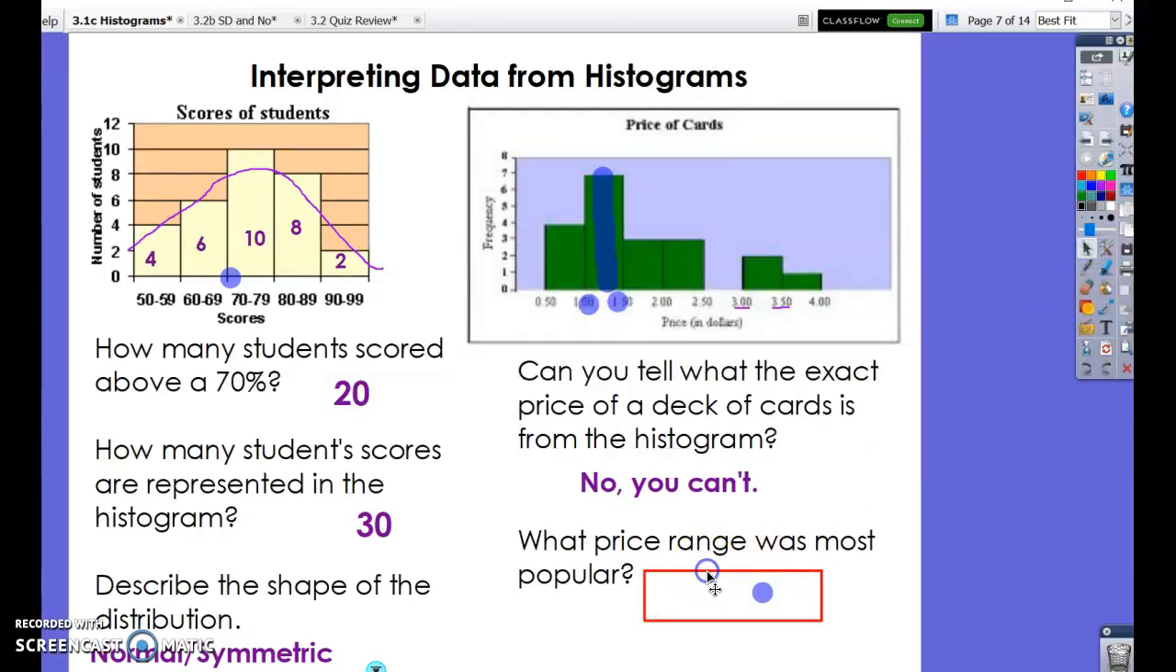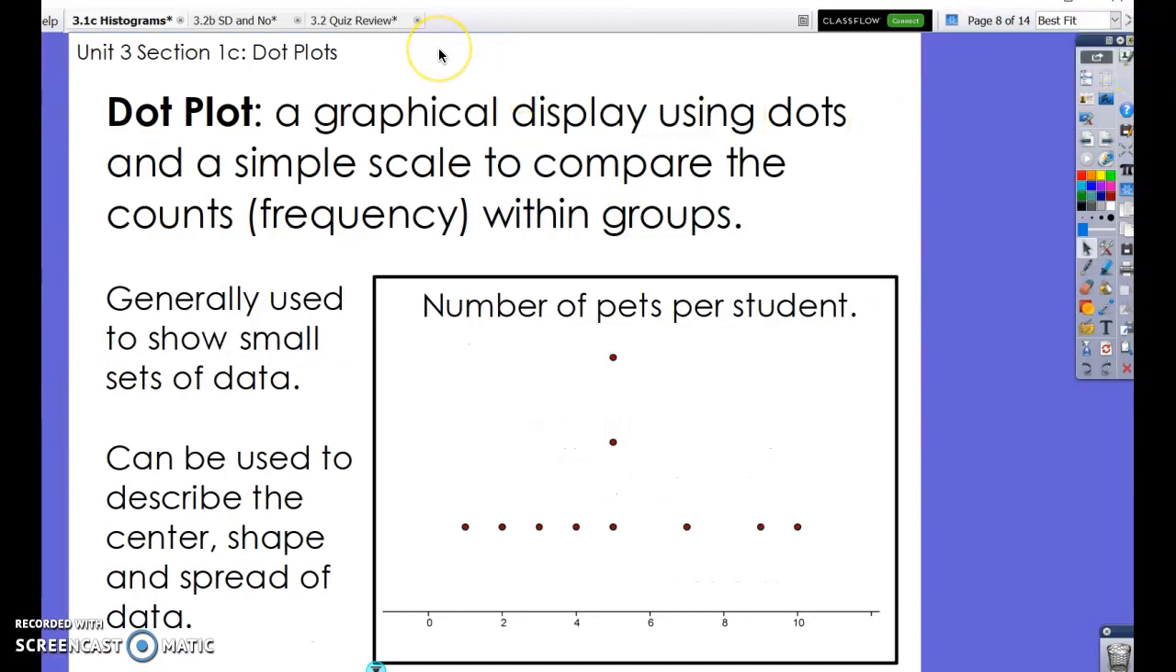$1 to $1.50 is our most popular price range. We're also going to talk about dot plots today. So a dot plot is a graphical display using dots, right? Normally we just use it for small numbers. You don't want to sit there drawing 150 dots. So this is describing the number of pets per student.